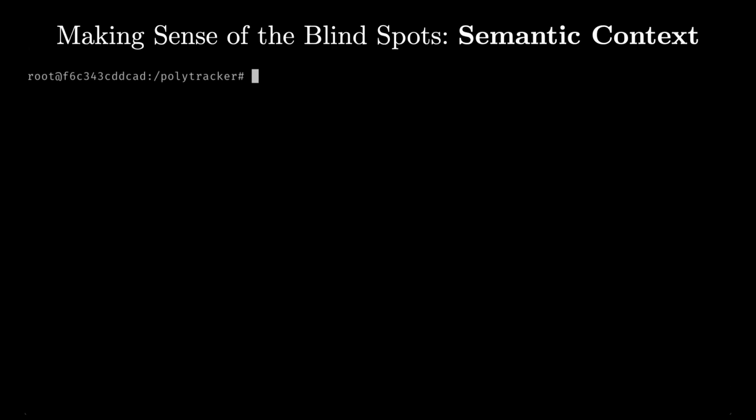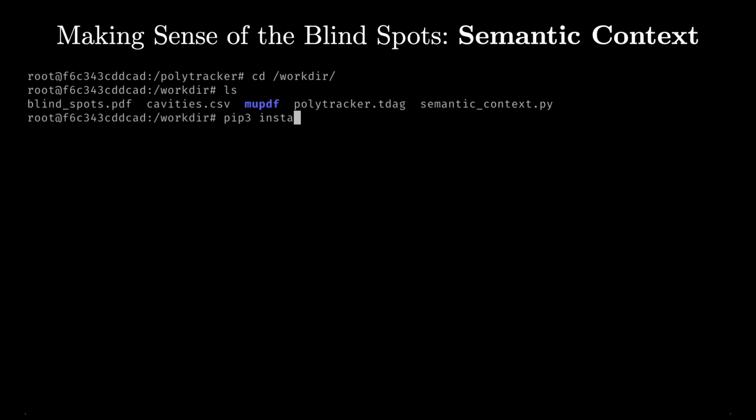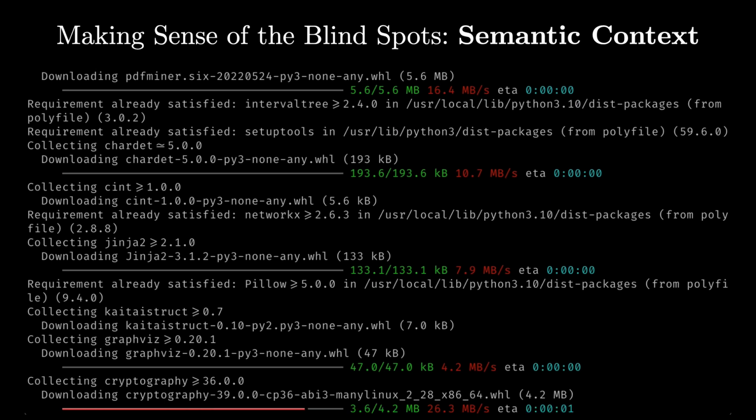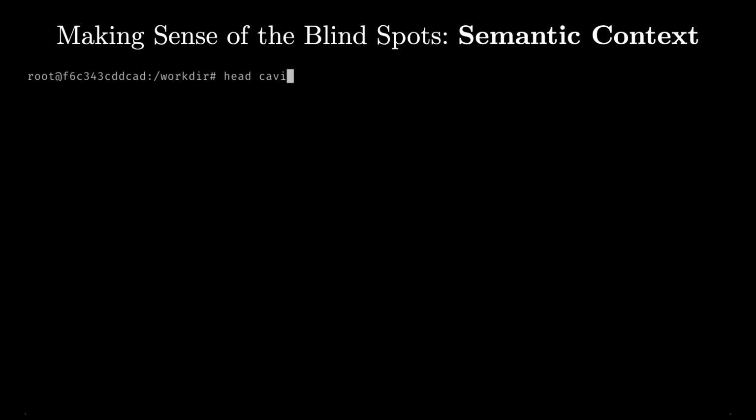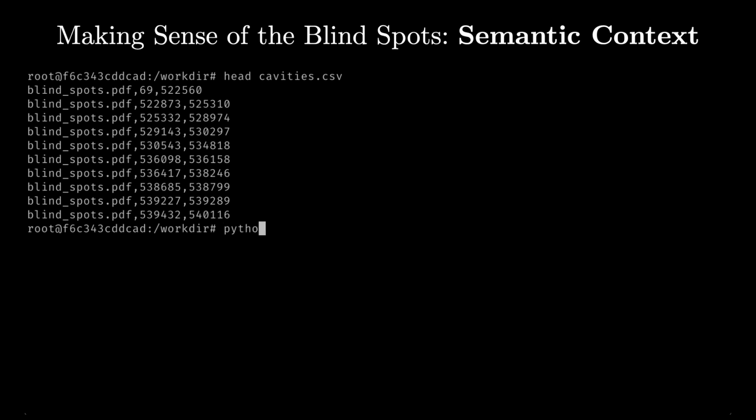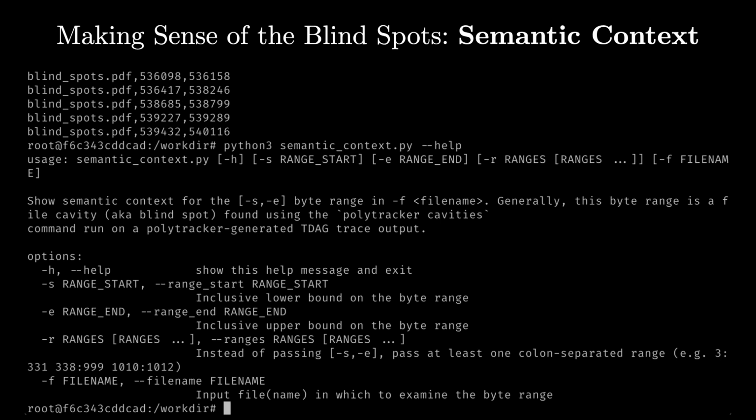So the next question is, how do we make sense of those blind spots? What do they mean? Where are they in the input file? Well, we can make use of PolyTracker's sibling tool, PolyFile, to parse the input file and map its abstract syntax tree onto the blind spots. And that's what we're doing here. We have a script called semantic context, which will take the output of PolyTracker's cavities command and tell us the semantic context of each of the cavities.